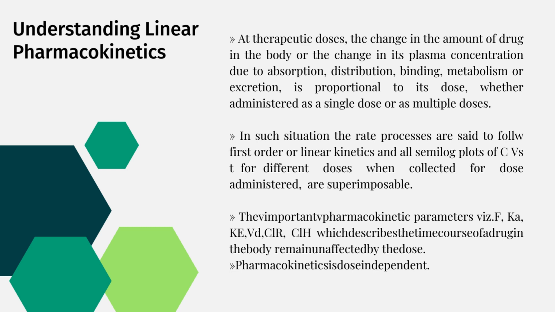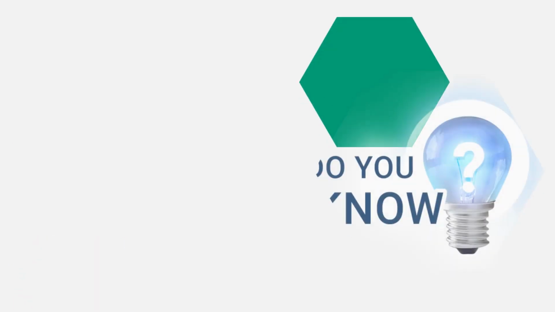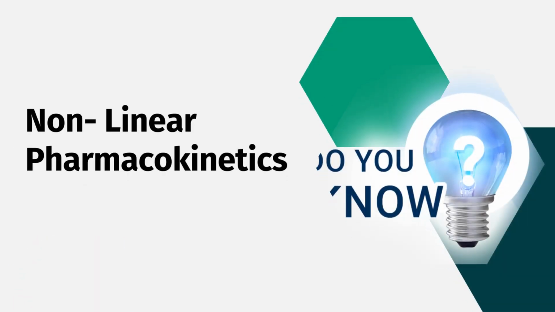The important pharmacokinetic parameters, such as Vd, F, K, Ka, CLR, CLH, which describe the time course of the drug in the body, remain unaffected by the dose. Pharmacokinetics is dose independent. So now we have cleared up linear pharmacokinetics.